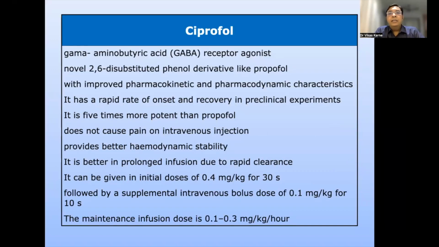Ciprofol, which is again a GABA receptor agonist, is a novel 2,6-di-substituted phenol derivative like propofol with improved pharmacokinetics and dynamics. It has rapid onset and recovery in preclinical experiments. It is 5 times more potent than propofol, does not cause pain on intravenous injection, provides better hemodynamic stability, and is better in prolonged infusions due to rapid clearance. It can be given in an initial dose of 0.4 milligram per kg for 30 seconds, followed by 0.1 milligram per kg for 10 seconds, and maintenance infusion is 0.1 to 0.3. So this is in the clinical trial settings.